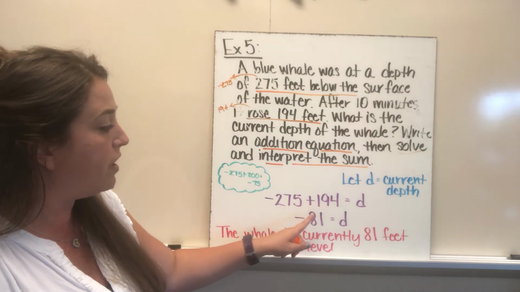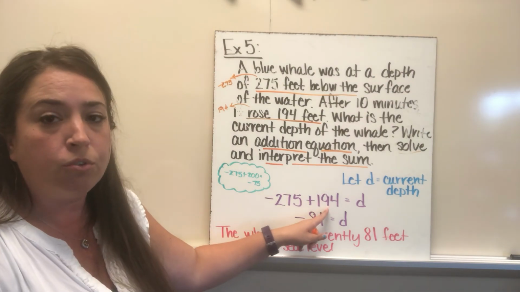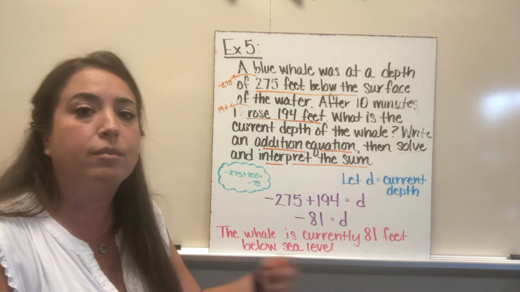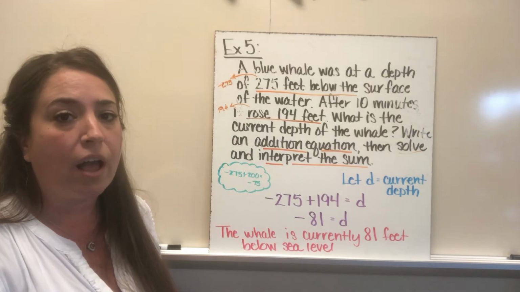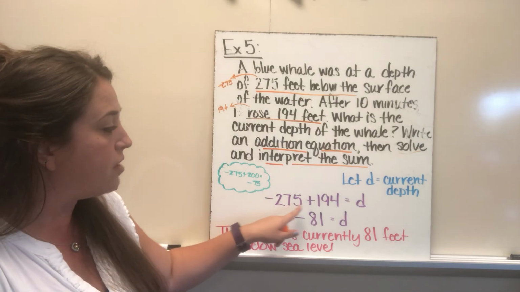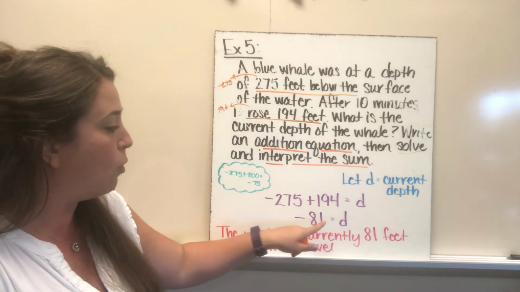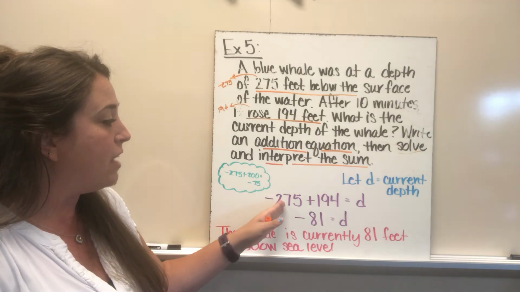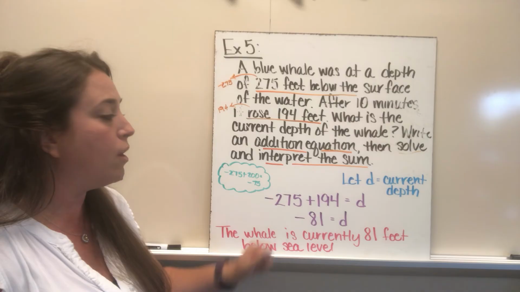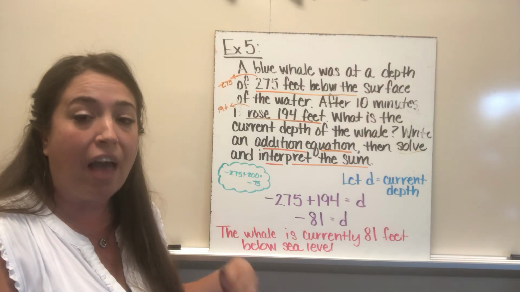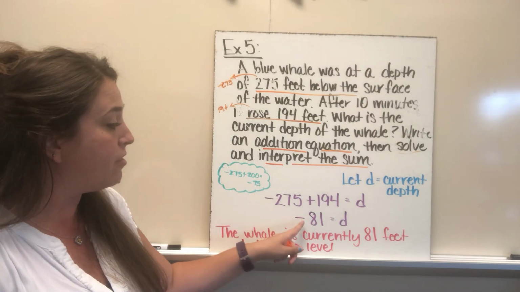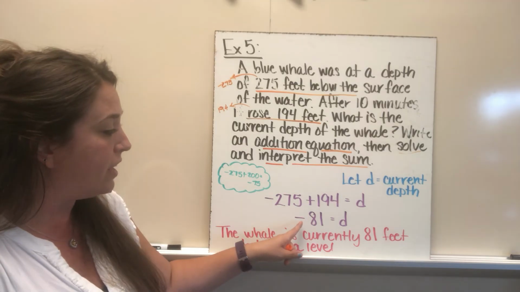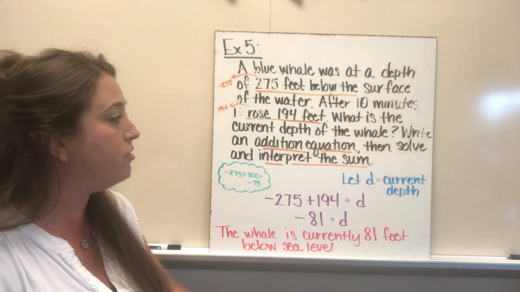When I go to solve this, follow your integer rules. I take a look at the signs. The signs are different, so I know that I need to subtract my integers. I'm going to subtract the absolute values. 275 minus 194 is 81. And then I go back and take a look at the signs. Compare the absolute values. 275 negative has more, so I give the sign of the negative to my answer. So the final answer is negative 81 equals d.